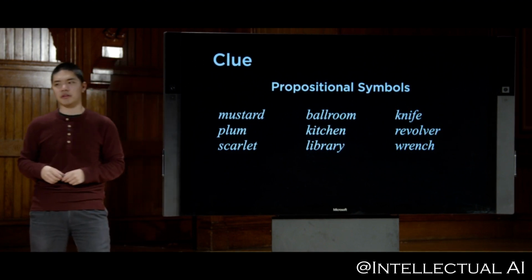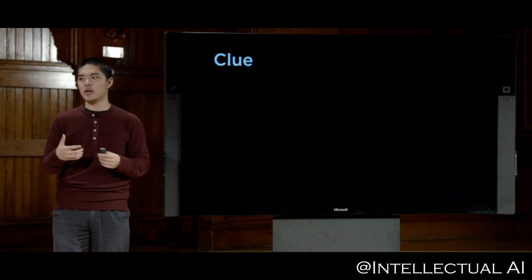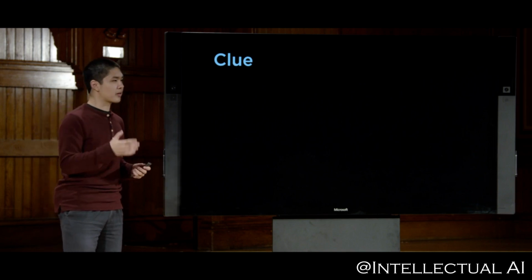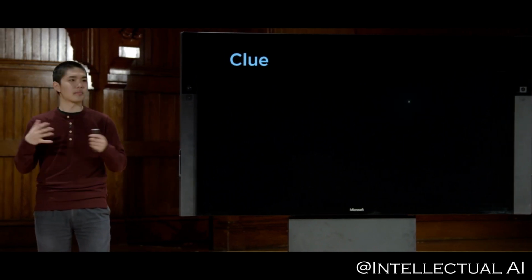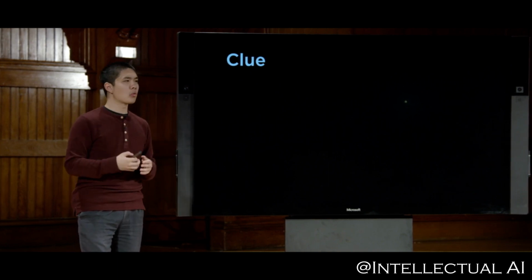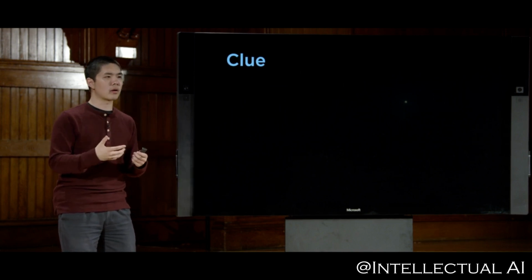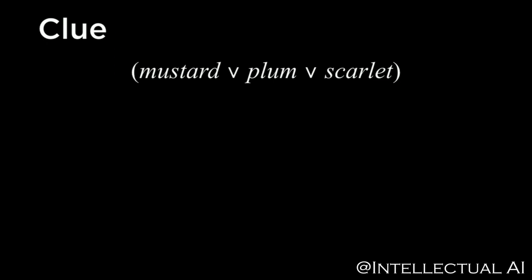Then using those propositional symbols, we can begin to create logical sentences, create knowledge that we know about the world. So for example, we know that someone is the murderer, that one of the three people is in fact the murderer. And how would we encode that? Well, we don't know for sure who the murderer is, but we know it is one person, or the second person, or the third person. So I could say something like this: Mustard or Plum or Scarlet. And this piece of knowledge encodes that one of these three people is the murderer. We don't know which, but one of these three things must be true.